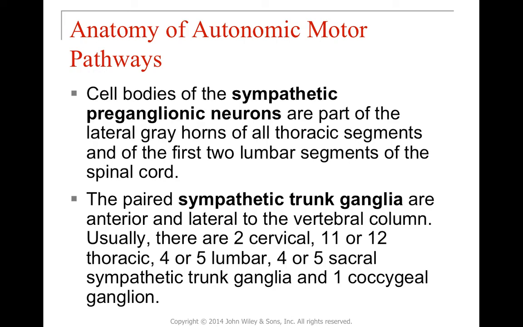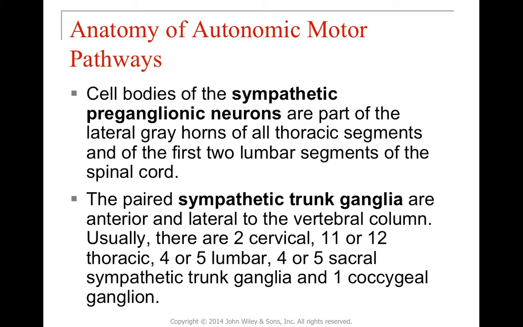Okay, so the cell bodies of the preganglionic neurons in the sympathetic pathway are going to be part of the lateral gray horns, and they're found in all the thoracic segments and the first two lumbar segments. So if you remember nothing else, sympathetic pathways are found in T and in lumbar 1 and 2.